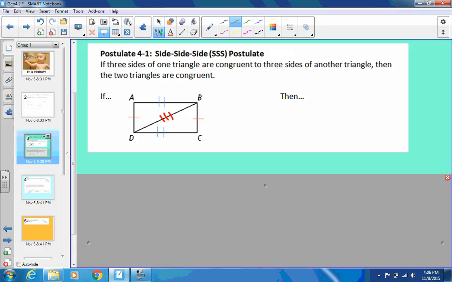So if that is true, then triangle ABD is congruent to triangle CDB, because angle A goes with angle C, angle B goes with angle D, and angle D goes with angle B, if you're looking at the two different triangles.